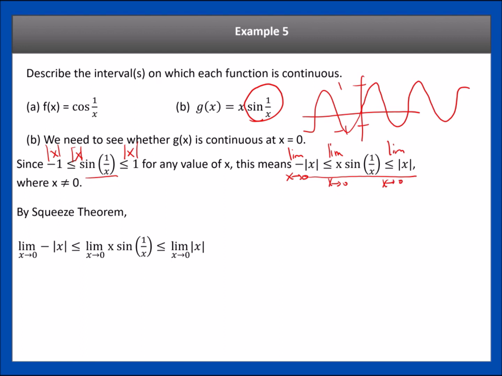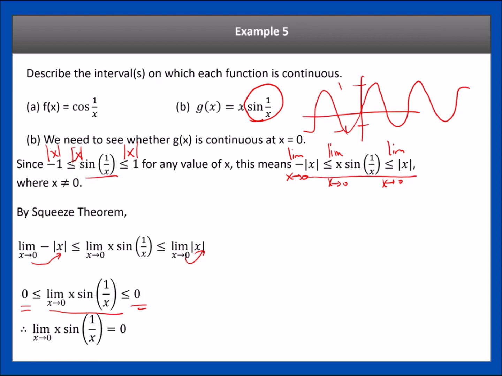And then if I do the limit, if I do a direct substitution here, I get 0, right? So it's equal to 0 on both sides. So then by the squeeze theorem, because this is squeezed between these two numbers, which are the same number, that means the limit must also be equal to 0. So there actually is a limit here. So that means that it's not an infinite discontinuity, but there is a hole there.